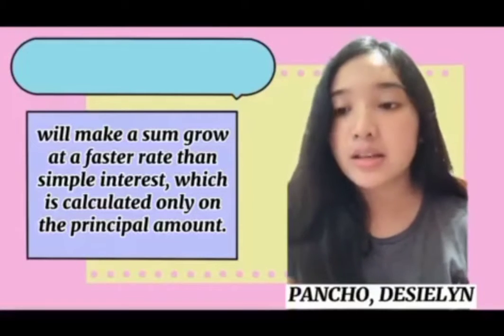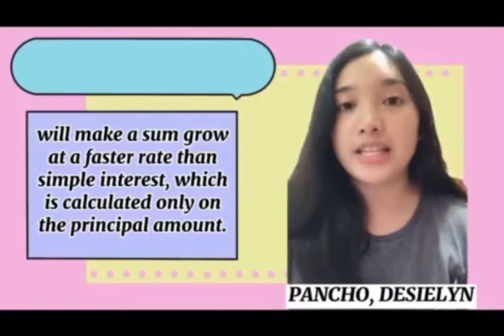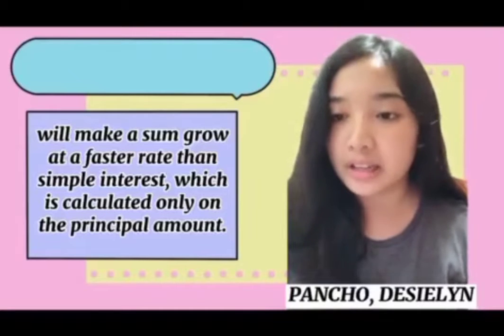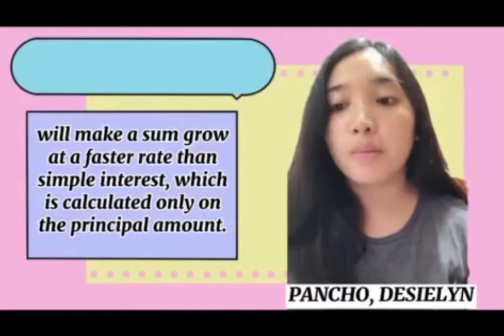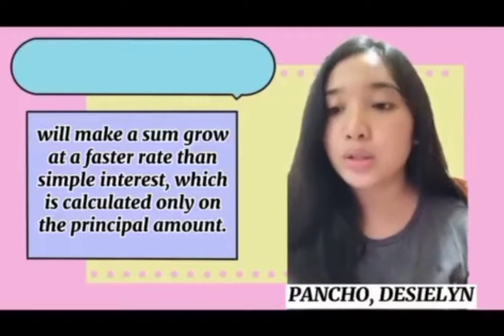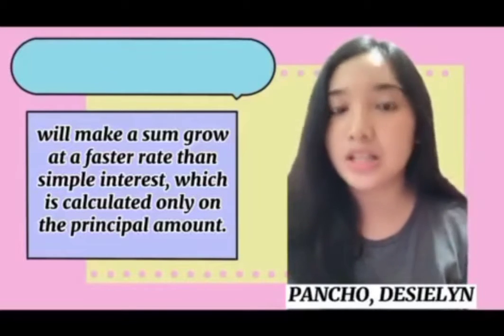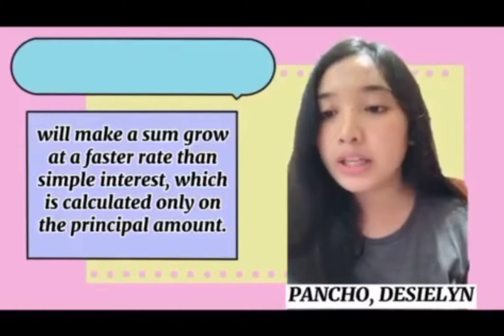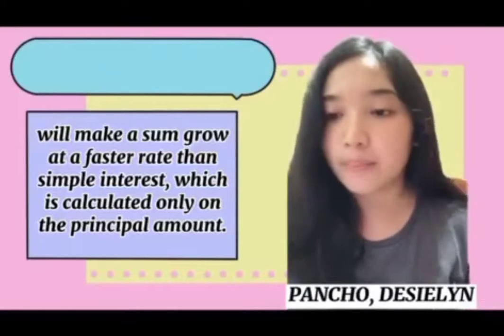Compound interest can be thought of as interest on interest, as I mentioned earlier, and it will make a sum grow at a faster rate than simple interest. And it is calculated only on the principal amount.